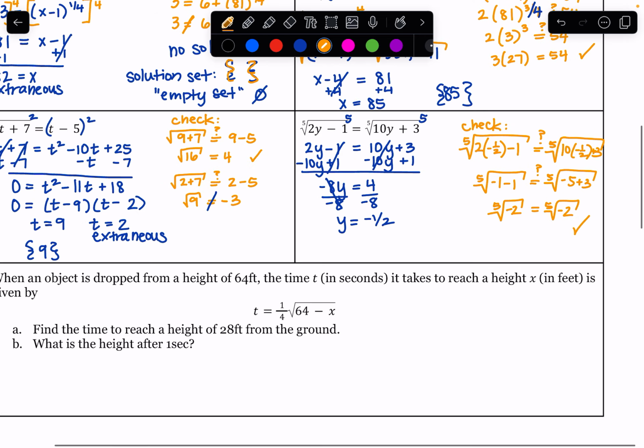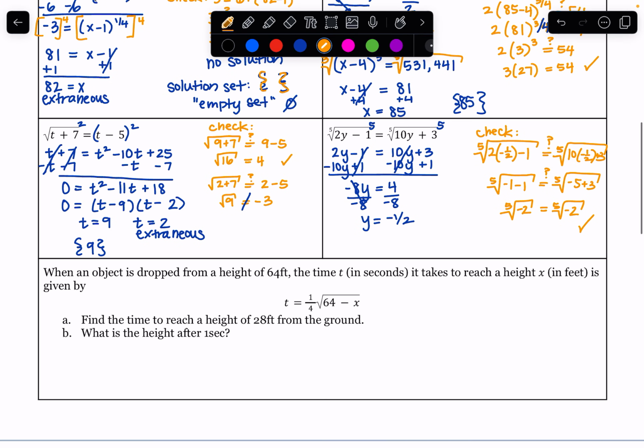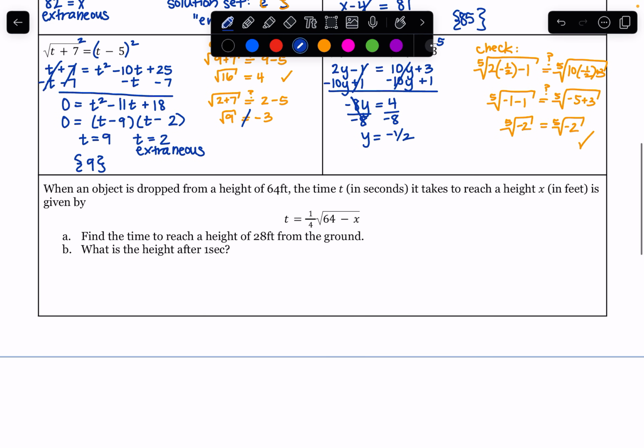All right, the last one is an application problem. It says when an object is dropped from a height of 64 feet, the time in seconds it takes to reach a height x in feet is given by t equals 1/4 times the square root of 64 minus x. So we need to find the time to reach the height of 28. So 28 is x. So for part A, I'm going to write small.